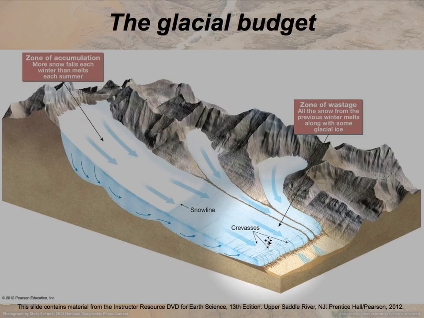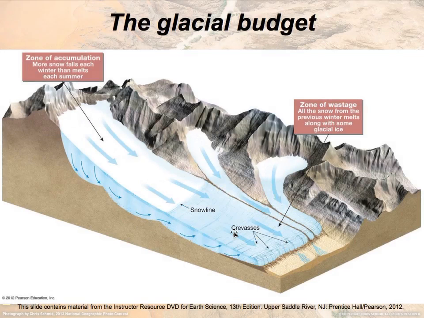All the snow from the previous winter melts along with some glacial ice. So anything that is actively accumulating here in the winter, like active snowfall on the surface, won't last through the summer in the zone of wastage.